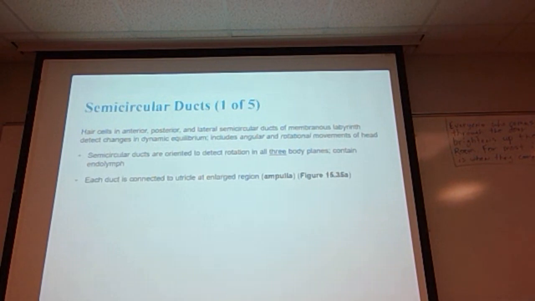In the semicircular ducts, you have hairs in the anterior, posterior, and lateral semicircular ducts of the membranous labyrinth. These detect changes in dynamic equilibrium, including both angular and rotational movements of the head. The semicircular ducts are oriented to detect rotation in all three body planes. They all contain endolymph, and each duct is connected to the vestibule at an enlarged region called the ampullae, or the ampulla. Ampulla, singular; ampullae, plural.